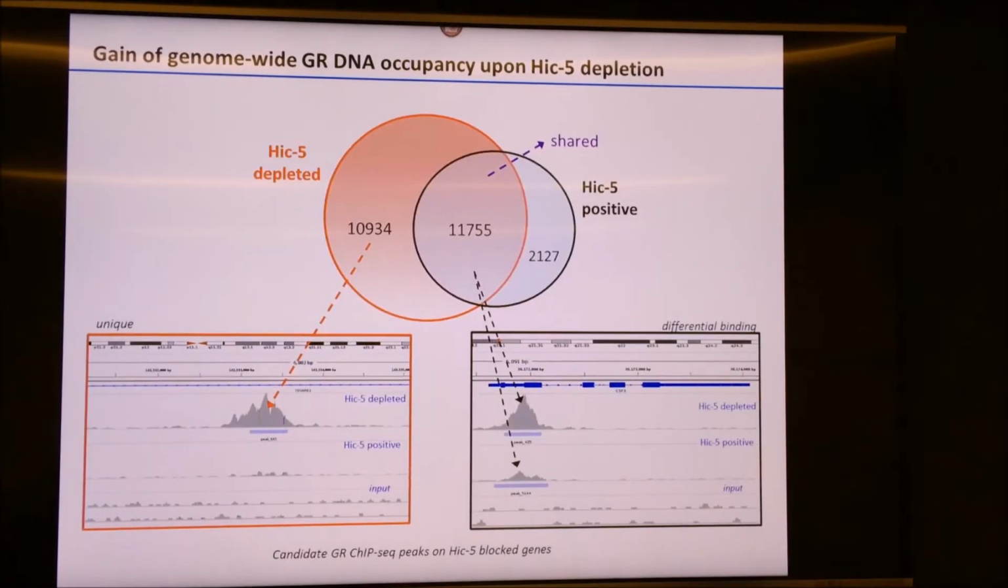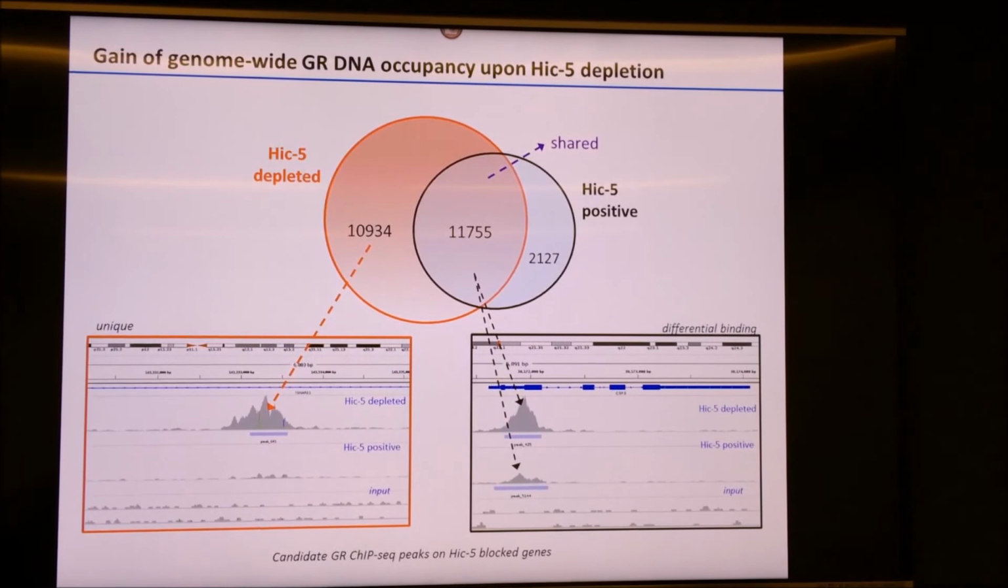Here, in a genome-wide analysis, we looked at the effects of HIC5 depletion on overall genomic occupancy of GR-alpha, which is the major isoform of GR, and we did this by ChIP-seq analysis. We found that HIC5 depletion dramatically increased the global number of sites occupied by GR-alpha. This number almost doubled in cells that were depleted of HIC5 compared to those that had HIC5. This included the appearance of many new peaks, which were called the HIC5 blocked peaks, appearing only upon HIC5 depletion.